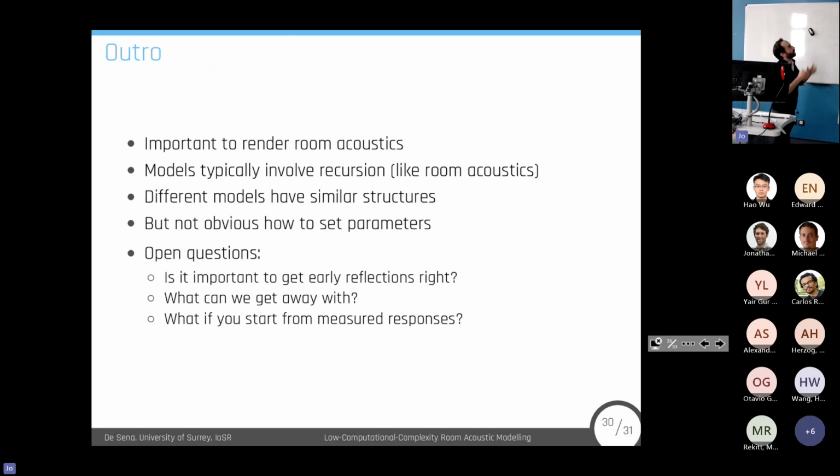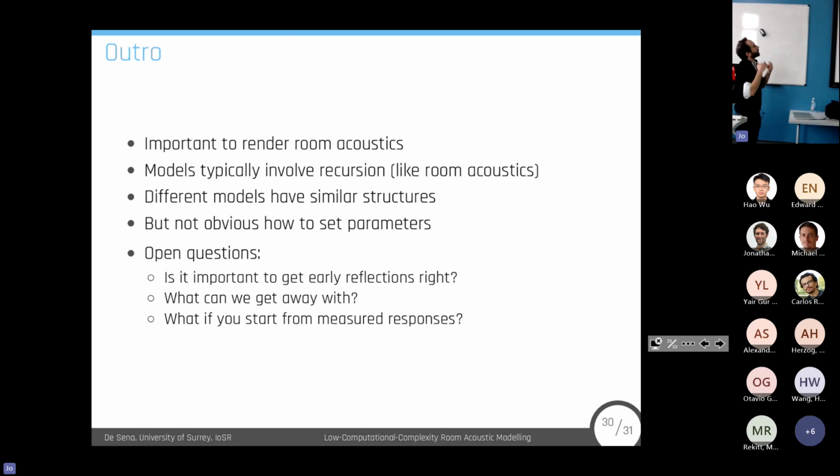All right, so just outro, not conclusions. I just wanted to tell you that it's important to render room acoustics in these applications. Probably you knew already, but maybe it reminded you. Models typically involve recursion, just like physical room acoustics happens. Different models have similar structure, but it's not obvious. Even though they have similar structure, how to exactly do the modeling is not clear. There are a number of open questions.